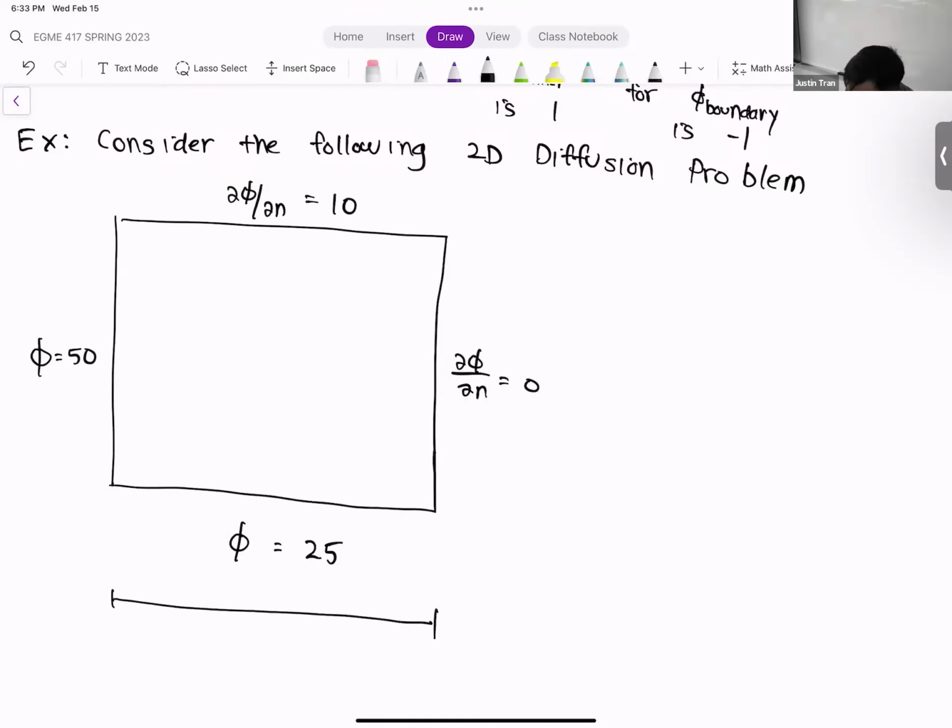Let's say the length of each side of the domain is going to be 1.5 meters. Okay.